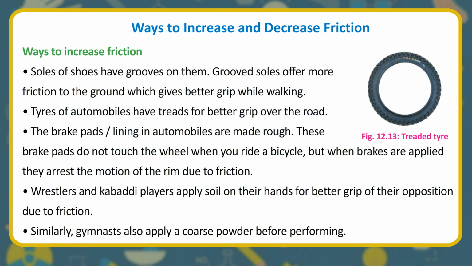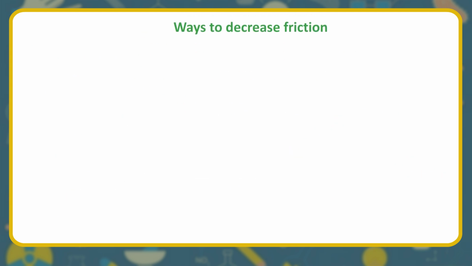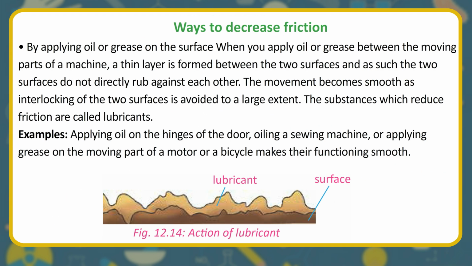Wrestlers and kabaddi players apply soil on their hands for better grip of their opposition due to friction. Similarly, gymnasts also apply a coarse powder before performing. Ways to decrease friction. By applying oil or grease on the surface.